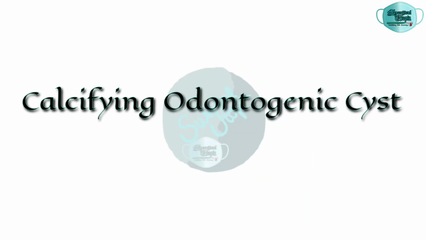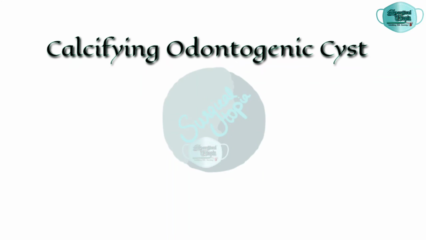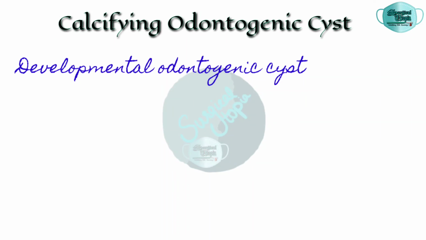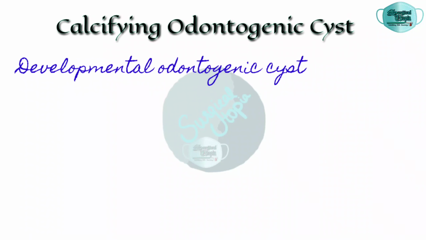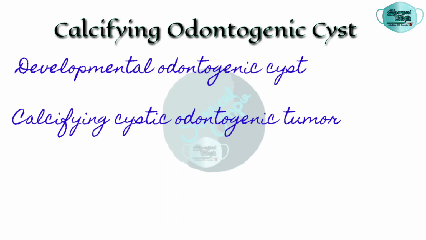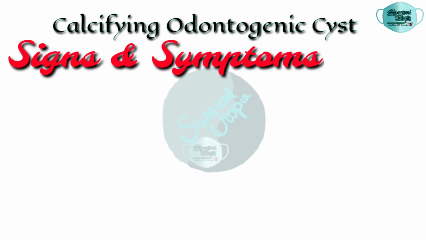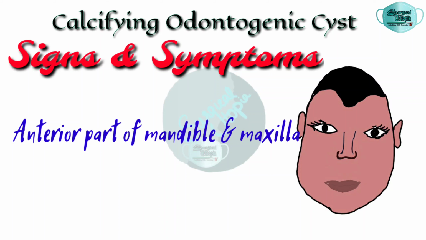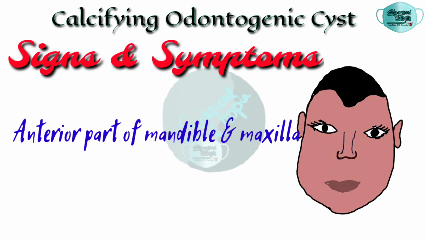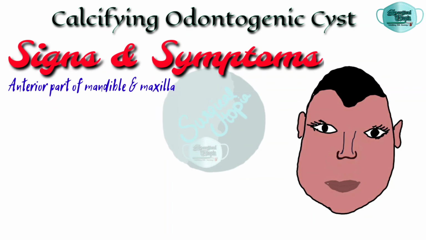Today we will be discussing calcifying odontogenic cyst. This is a developmental lesion that comes from odontogenic epithelium and it is also known as calcifying cystic odontogenic tumor. It can appear in any location in the oral cavity, but most commonly it affects the anterior part of the mandible and maxilla, and most commonly it occurs in individuals in the age range from 20s to 30 years, but it can be seen at any age.